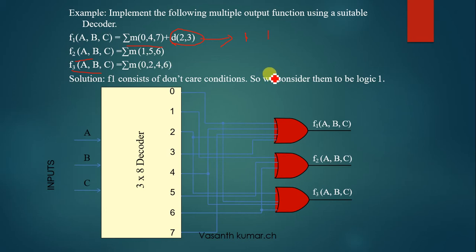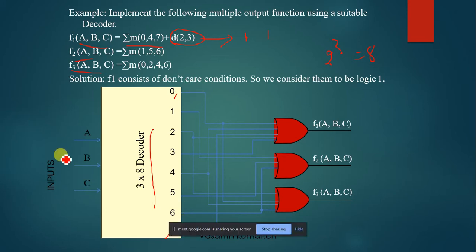How to make this function? Take a 3 to 8 decoder, because the number of inputs is 3, that is 2 to the power of 3, so we get 8 combinations. A, B, C are the inputs, and with a 3 to 8 decoder you will get outputs 0 to 7. We have combinational logic with 3 inputs, so 0, 1 to 7 will be obtained.